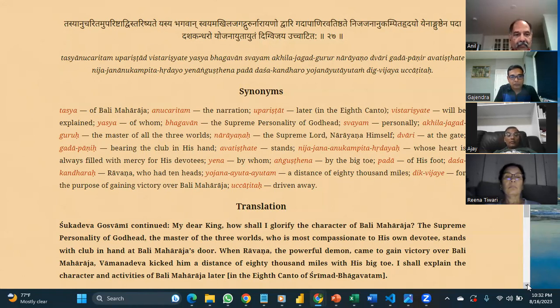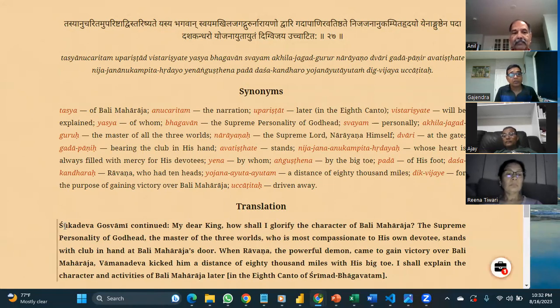Sukdev Goswami continued, My dear king, how shall I glorify the character of Bali Maharaj? The Supreme Personality of Godhead, the Master of three worlds, who is most compassionate to his own devotees, stands with club in his hand at Bali Maharaj's door. When Ravan, the powerful demon, came to gain victory over Bali Maharaj, Vaman Dev kicked him a distance of 80,000 miles with his big toe. I shall explain the character and activities of Bali Maharaj later in the 8th canto of Srimad Bhagavatam. Hare Krishna. Hare Krishna.